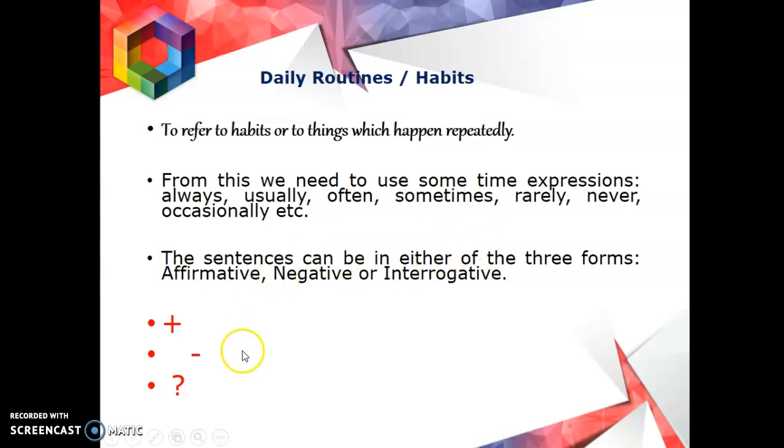And in that case also we can find that the sentence has three forms, or its composition can be in three forms, that is the positive, or what you call the affirmative, then we can also have the negative form, and finally we can have the interrogative form.